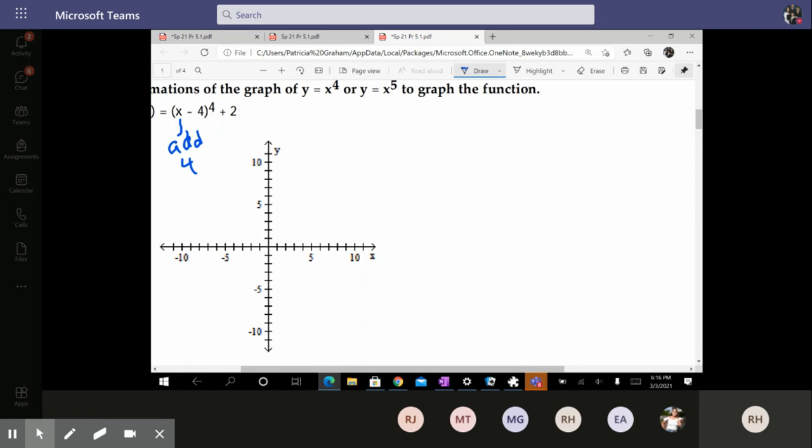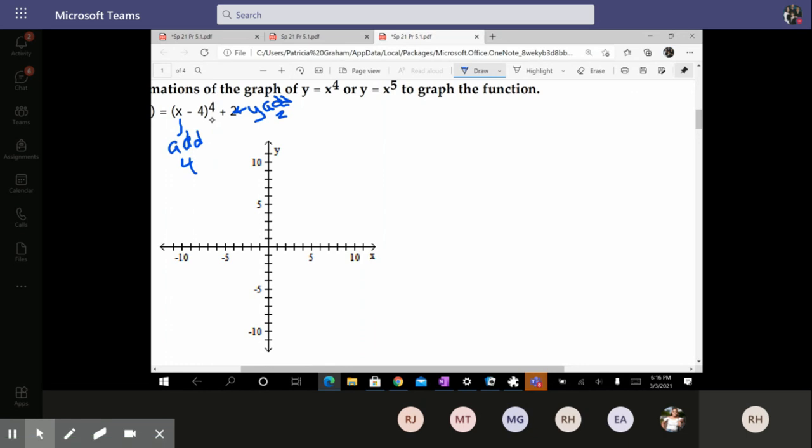What about that plus 2 on the outside? How's that shifting my graph? Up 2. So if I'm going left and right, that's messing with my x. But if I'm going up and down, that's going to mess with my y, so I'm going to add 2 to the y. So we said, and we're going to get a little bit more detailed right now, the only thing we're going to focus on is those 3 points.